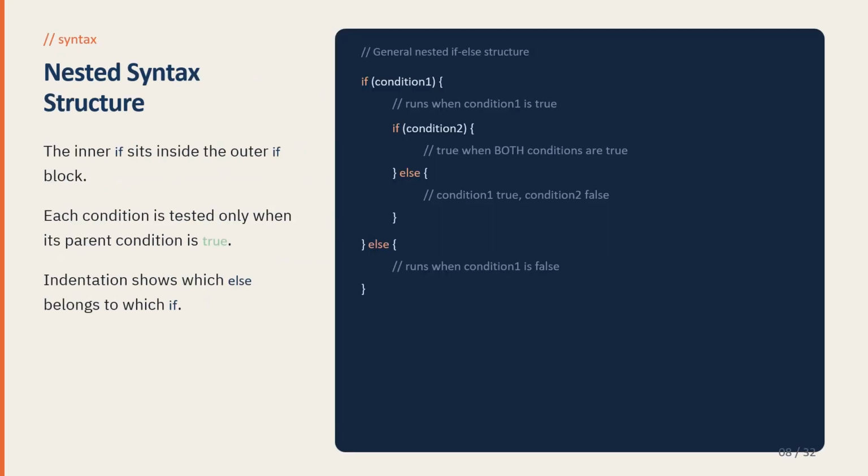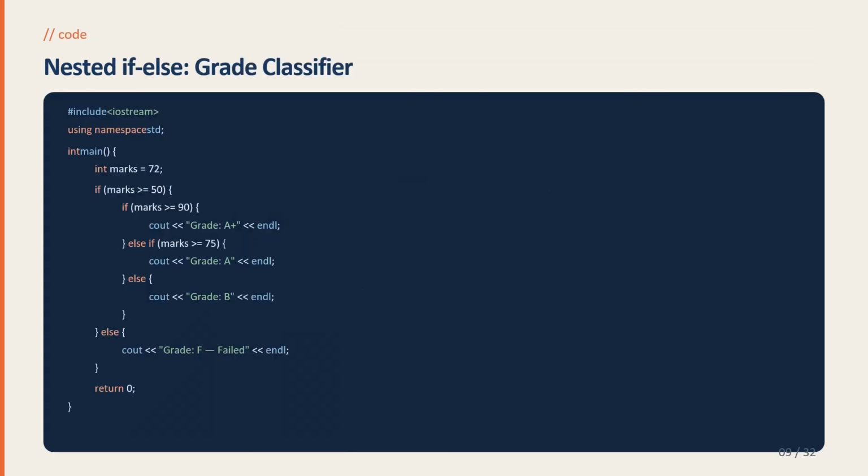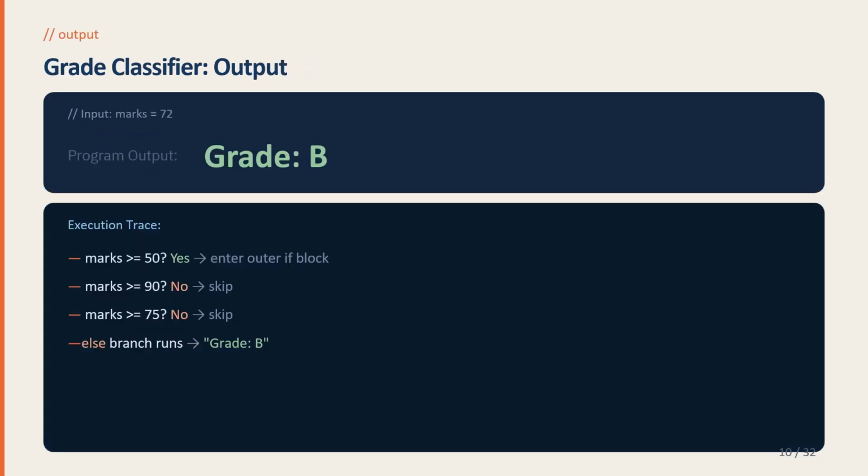Here is the syntax of the nested if else statement, and this is an example of nested if else. It's a grade classifier example. Mark is the input here, and based on the mark, the grades are calculated. When the mark is equal to 72, the first condition confirms that the student has passed. The program then evaluates higher grade conditions before finally assigning grade B.